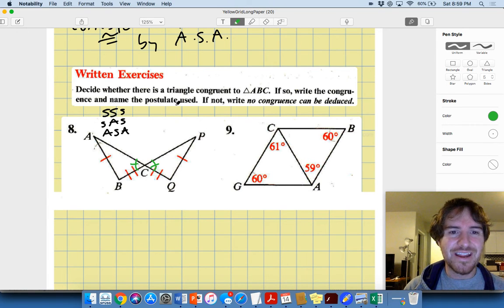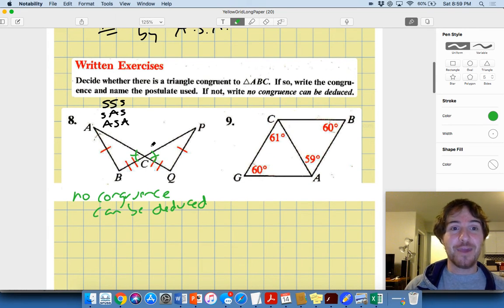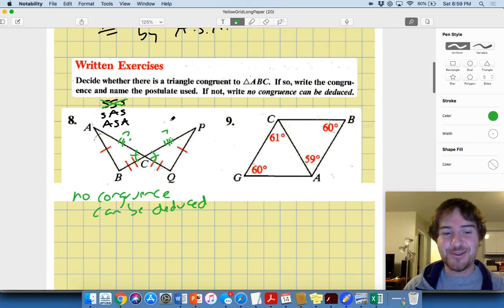So this one here, number 8, I think this one is no congruence can be deduced. That's what I'm going with. I don't really know if that's right, but it's what I think right now, and that's why we have the Jamboard. We can check our answers on Monday. But I don't think anything can be deduced, right? Because it's definitely not SSS. We don't know anything about these sides. Why would we say that they're congruent? No, we don't know that.